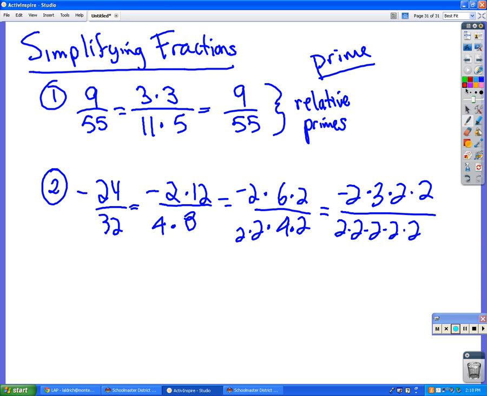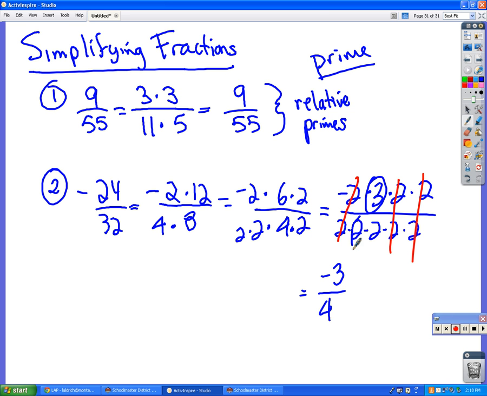Okay? So, are there some things on the top that are the same as the things on the bottom? Yes. Okay, and so I can cancel those, I can cancel those, and I can cancel those. What am I left with on top? I'm left with a 3 on the top, the negative 3 even, and a 2 times 2 on the bottom, which is 4. Okay? So negative 24 over 32 simplifies into negative 3 over 4.